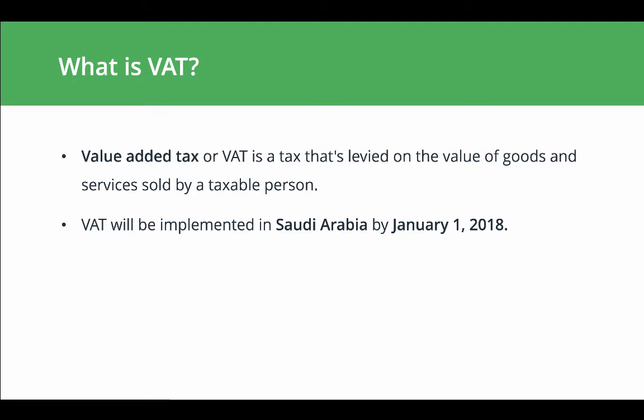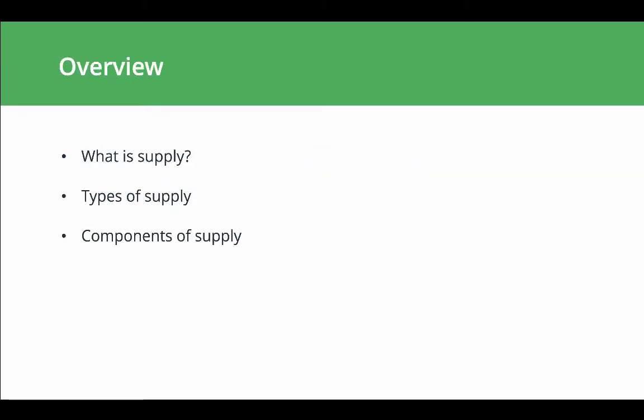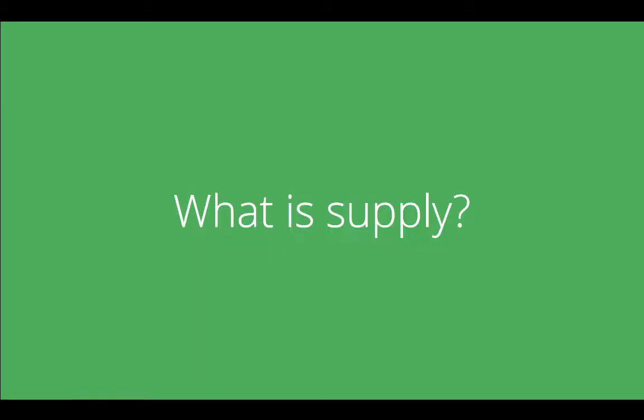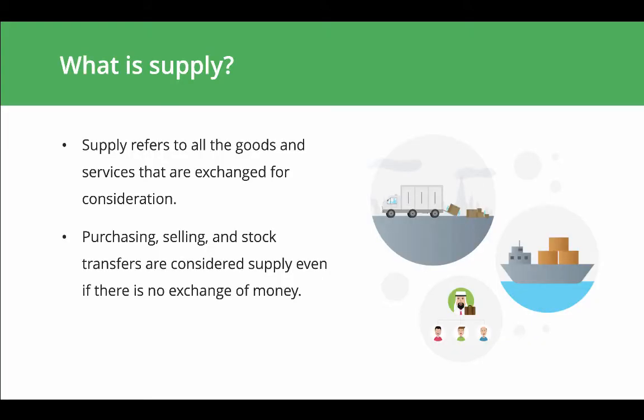Now this session is divided into three main parts where we'll discuss supply, the types of supply, and the components of supply. Now what do we refer to when we use the term supply? Supply refers to the goods and services that are exchanged for consideration. We say that a supply has taken place when there is a transaction between two people, out of which at least one is a registered taxpayer. Now this includes buying goods to sell them, outsourcing a service, and importing and exporting goods. Purchasing, selling, and stock transfers are considered supplies even if there is no exchange of money.